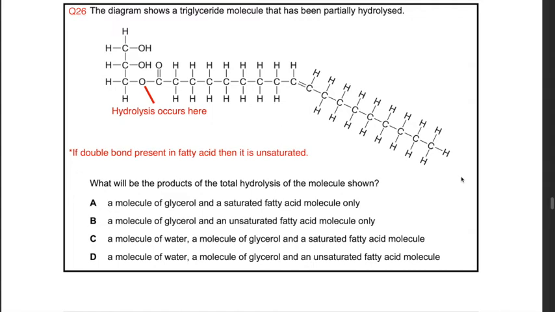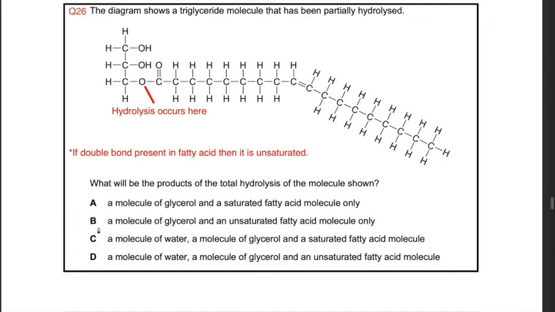How do we know which one it is? Whether it is an unsaturated fatty acid or a saturated fatty acid? You have to look at the presence of double bonds. If double bonds are present, that means it is unsaturated, as only unsaturated fatty acids will have double bonds. Saturated fatty acids have no double bonds. Therefore, the best possible answer is B, a molecule of glycerol and an unsaturated fatty acid molecule only.